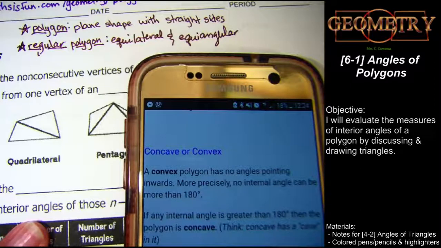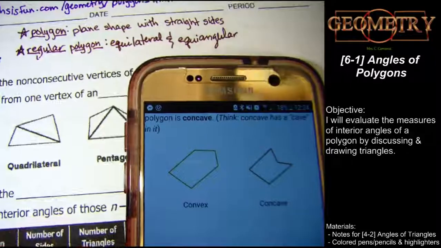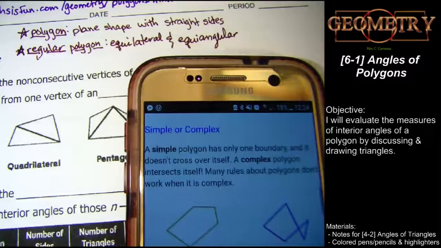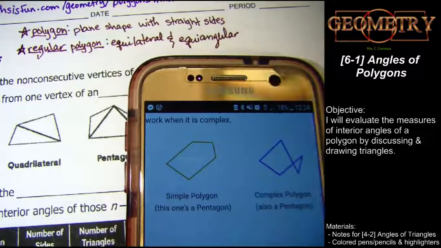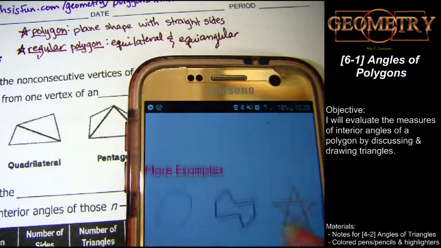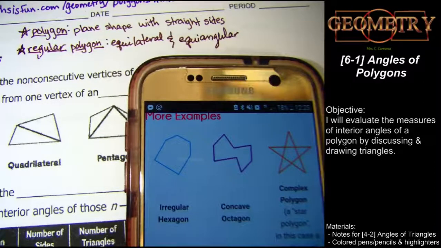You're also going to need to be able to determine the difference between concave and convex. Convex just means that all the corners stick out, and concave means one of the corners might be crushed in. Okay? This website's also going to go into stuff like simple and complex. We won't be using that, but just so that you have it in the back of your head, a simple polygon is one where there's one polygon, and a complex one is one where there are two or more. The sides cross, and it makes a bunch of polygons and weird shapes. Okay, so here's a couple more examples for you: some irregular, some concave, and a complex.